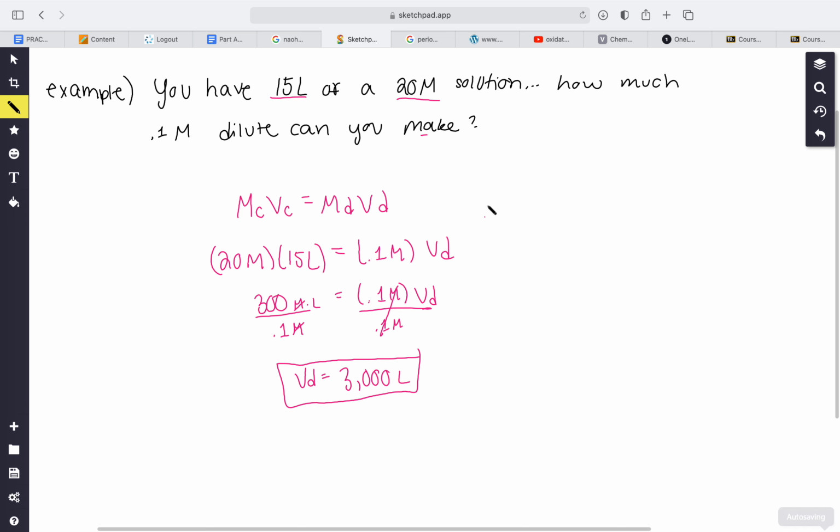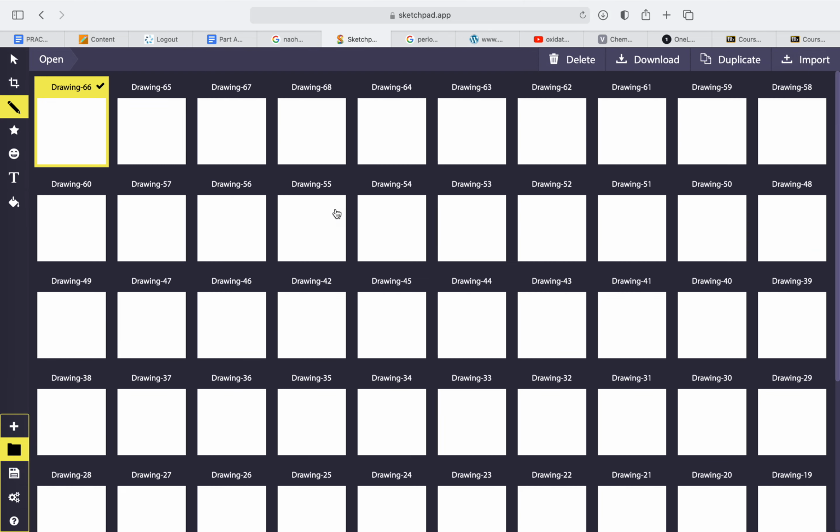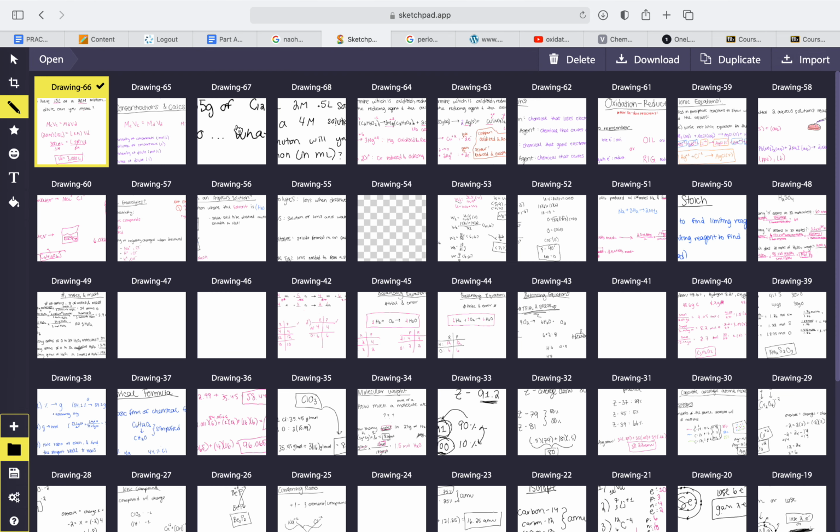It's pretty fascinating when you have something that's 20 molar and you only have 15 liters of it, and you want to make a dilute that's 0.1 molar, you can make a ton of it, right? So that's a pretty fascinating one to do.